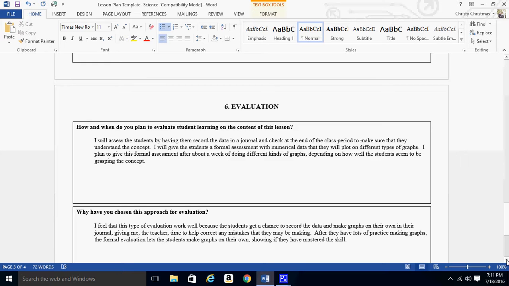I have chosen this type of approach for evaluation because I feel this works well with the students because they get a chance to record the data and make the graphs on their own in their journals. This gives me time to help correct any mistakes that they may be making and show them what they may be doing wrong to where we can help them to be successful in actually learning how to make these graphs. After they have lots of practice making the graphs, the formal evaluation lets the students make the graphs on their own, showing if they have mastered the skill.